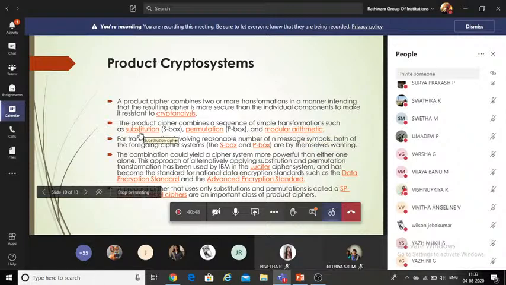Okay, the substitution box and permutation box are in some of the encryption algorithms, DES and AES. We can see DES and AES in our second unit: Data Encryption Standard and Advanced Encryption Standard. These are the two important algorithms from our second unit. In these two algorithms, the substitution box and permutation box play an important role. And also modular arithmetic, which is used in the key generation part.